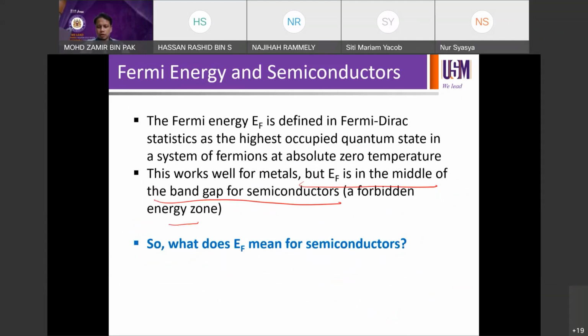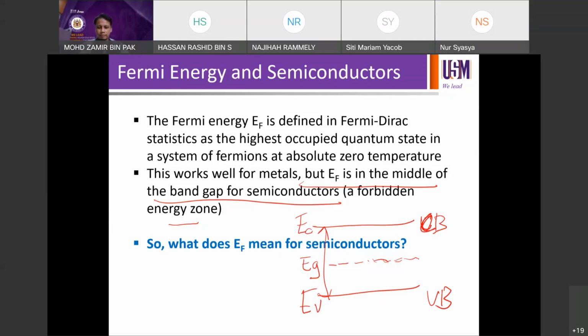So if you're talking about a typical crystalline silicon where this is the CB, this is the VB, you can write down the energy as EC, you can write this down as EV, and you can write the whole thing as EG, the forbidden gap. So now EF lies in the middle of the band gap. EG is the whole gap, but EF is in the middle of the band gap.